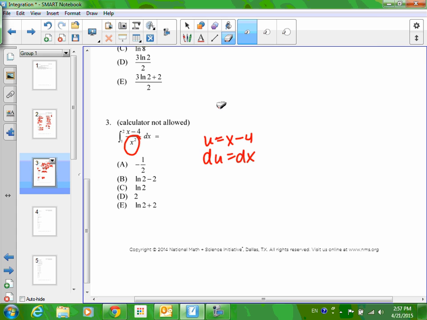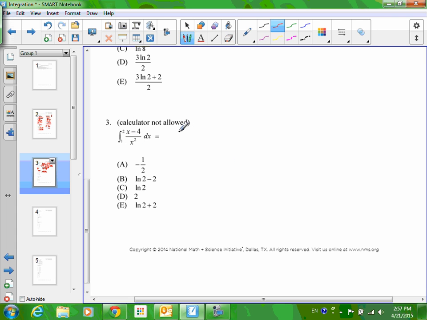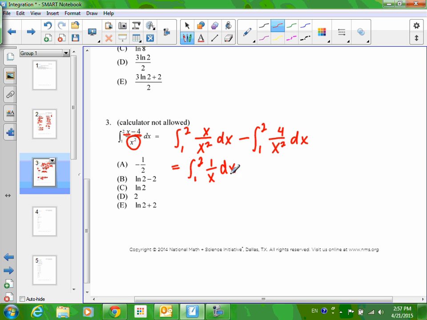But there's actually something else we can do that maybe makes this easier, and that is, let's split this up. So watch what I'm going to do here. I'm going to split it up into x and -4 each over x squared. So x over x squared, and I'm going to go minus the integral, same bounds, of 4 over x squared. And I can even simplify this a little bit further. What is x over x squared simplified to? 1 over x. What is that integral going to be? Natural log. Good.